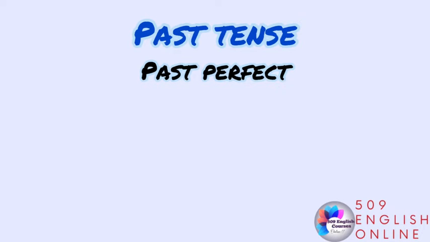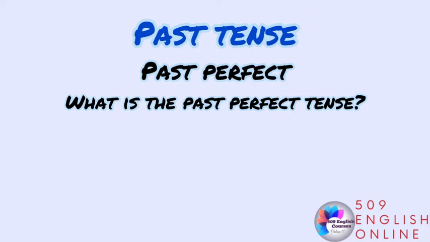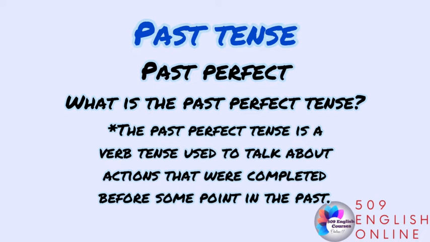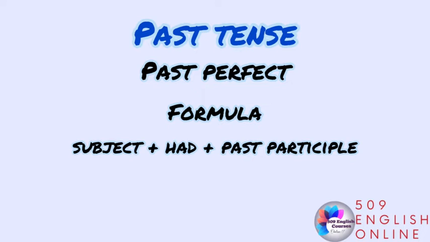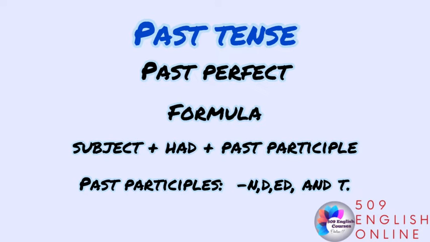Now the past perfect tense. What is the past perfect tense? The past perfect tense is the verb tense used to talk about actions that were completed before some point in the past. But what does that mean? That means that if the action was done before some point in the past, it is considered past perfect. Also, the past perfect has a certain formula. It happens to be subject plus had plus past participle. And what is the past participle? The past participle is N, D, ED, and T.